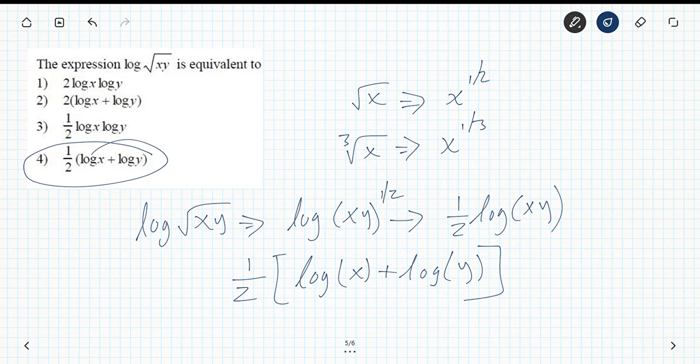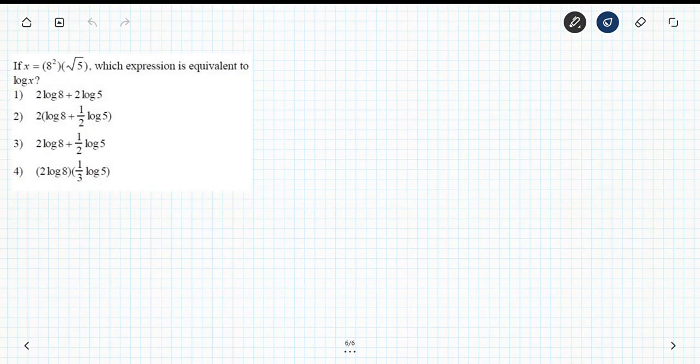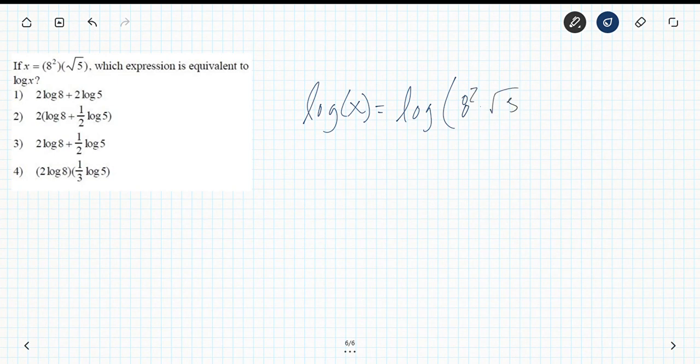I think I have one last one. Alright, this is actually kind of a culmination of everything we've done in this video. So let's see, we have the log of x equals the log of 8 squared times the square root of 5. Okay, so we said that the square root of 5 can be expressed as 5 to the 1/2. Okay, and of course 8 squared is just 8 squared.